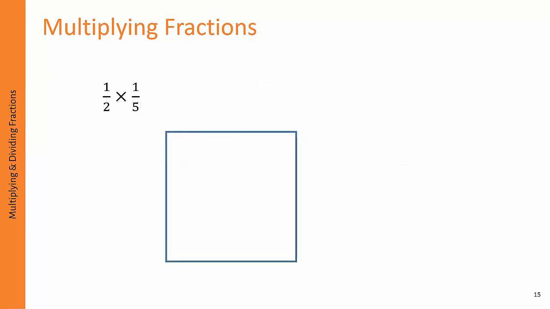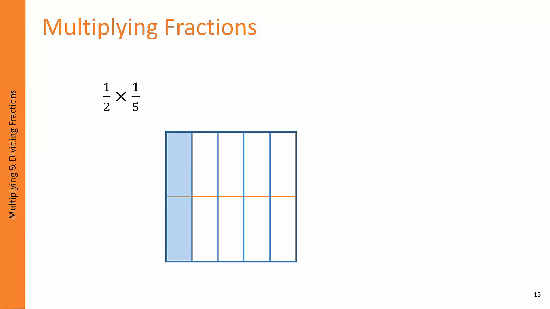Let's look at multiplication in a different way. Dividing the square into 5 sections, we have fifths. There we have 1/5, and we want a half of that. So we cut it in half, and then we are left with 1/10.